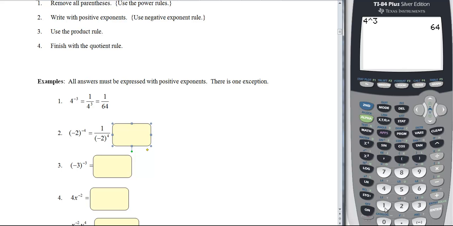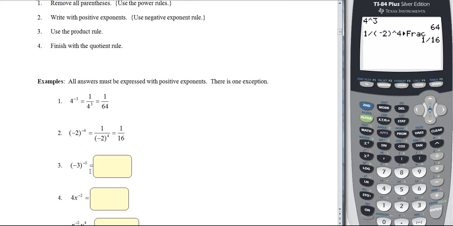So let me try this whole thing on the calculator. 1 divided by parentheses negative 2 raised to the fourth, and I need it as a fraction. So I'm going to go frac it. So 1 over 16.